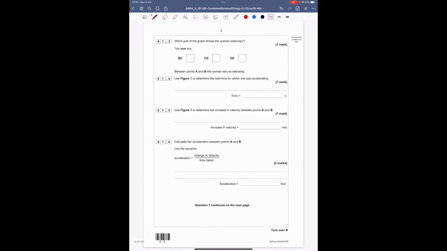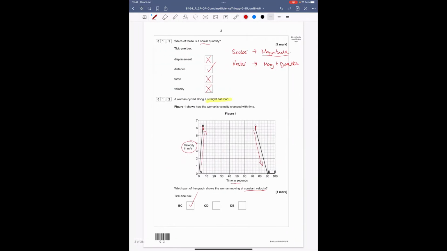Question 1.3 then. Which part of the graph shows the woman stationary? So it's either B to C, C to D, or D to E. Okay, so if I flick back to the graph now, the part where she is stationary would be when her speed is 0 at the bottom. So it should be between D and E.